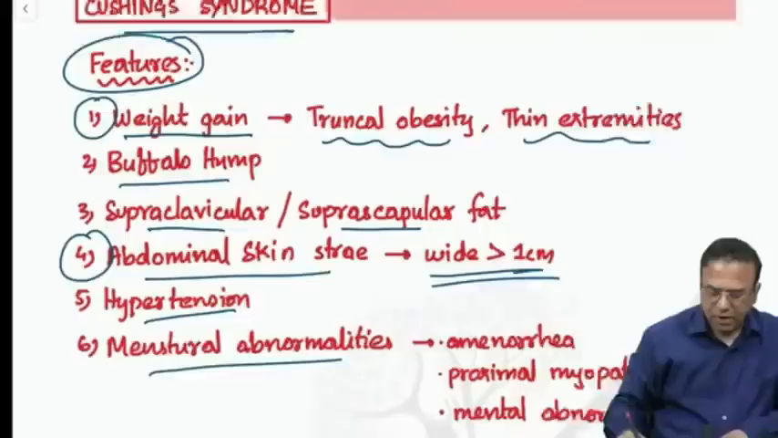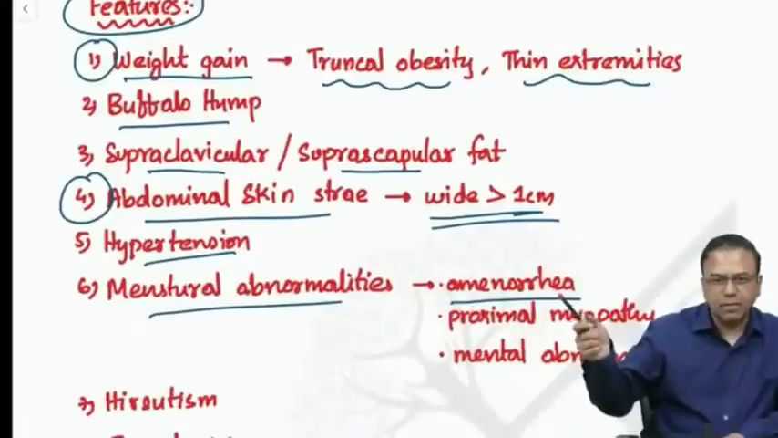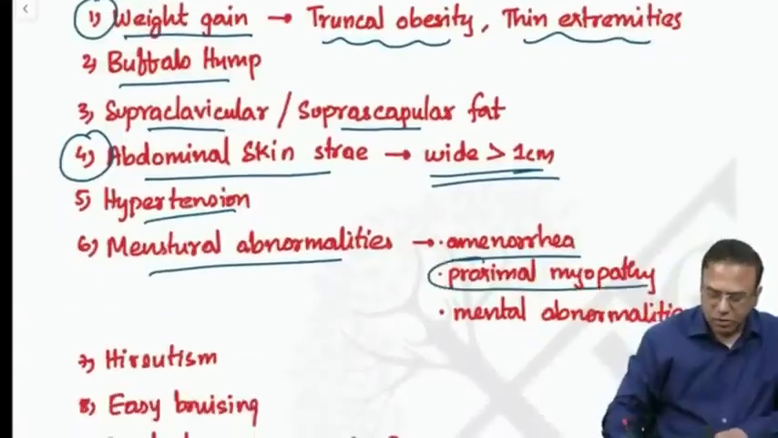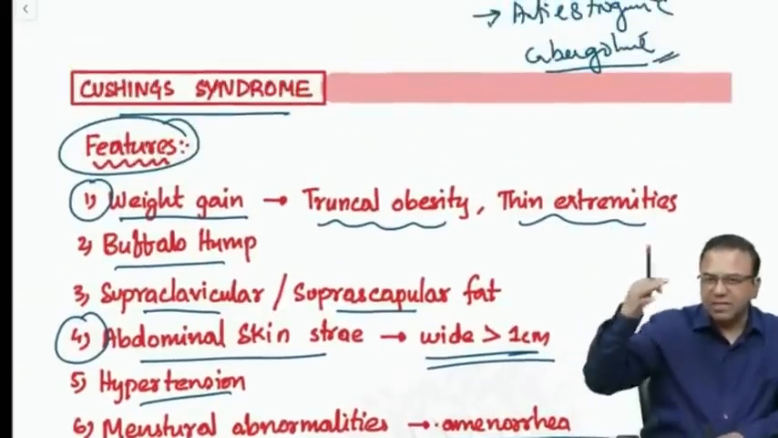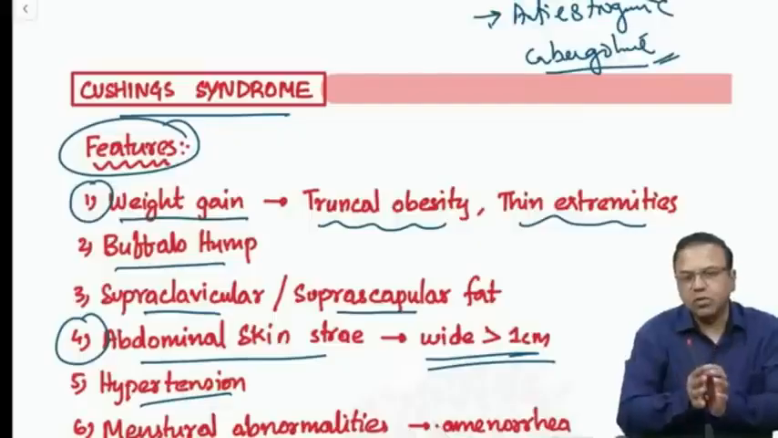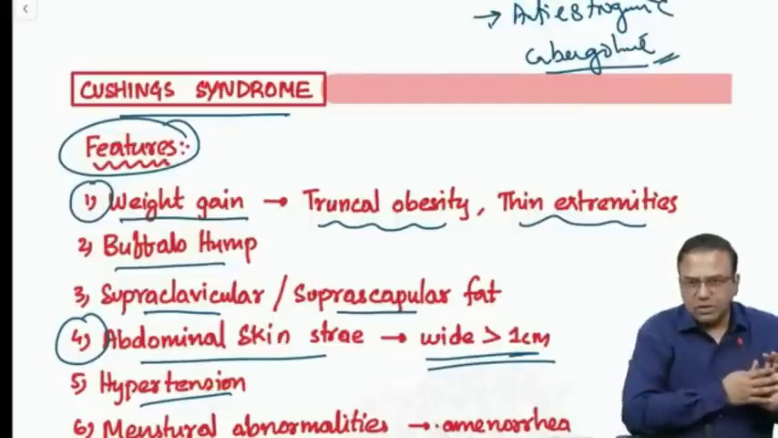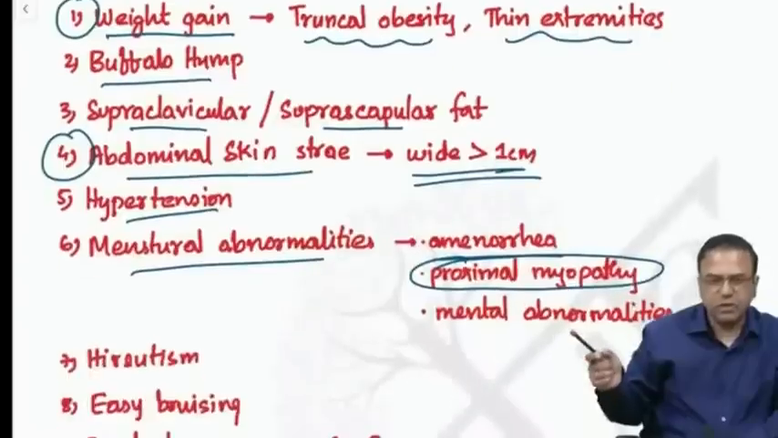Hypertension, menstrual abnormalities. Remember, in hypothyroid you get menorrhagia. This comes with amenorrhea. And one very important point here you should understand is proximal myopathy. So I was telling you that cortisol breaks the muscle because it is a stress hormone. Its duty is to supply acute energy like glucose. So it is going to break the muscle. So that's why extremities are thin. Also you get proximal myopathy in this patient.